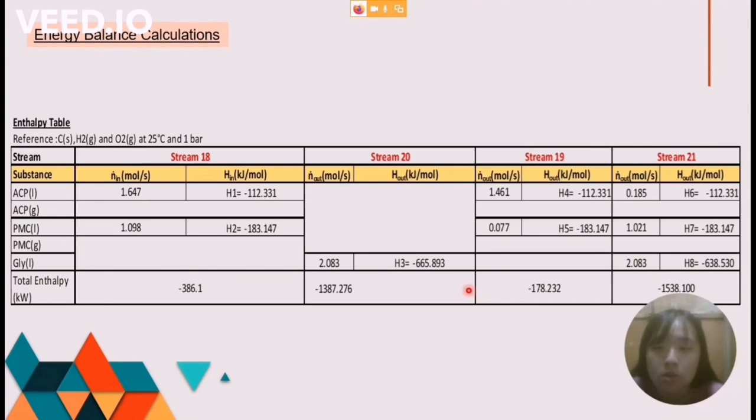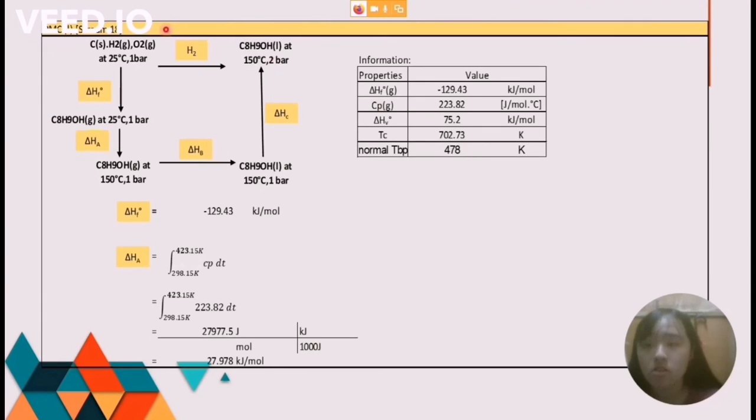At first, we draw an enthalpy table for this unit. The reference state elements are carbon in solid, hydrogen in gas, and oxygen in gas at 25 degrees Celsius and 1 bar. For the enthalpy change for PMC liquid at stream 18, which is at 25 degrees Celsius and 1 bar, the hypothetical path starts from the reference state. Then we move on to the formation of PMC gas at 25 degrees Celsius and 1 bar.